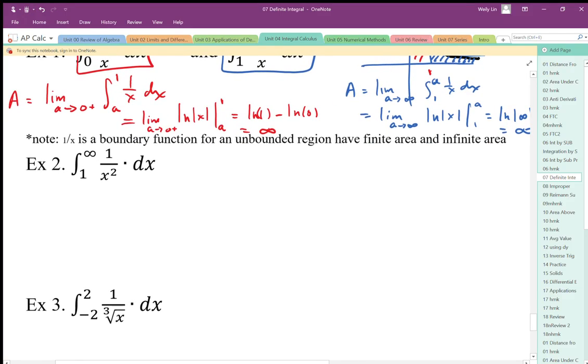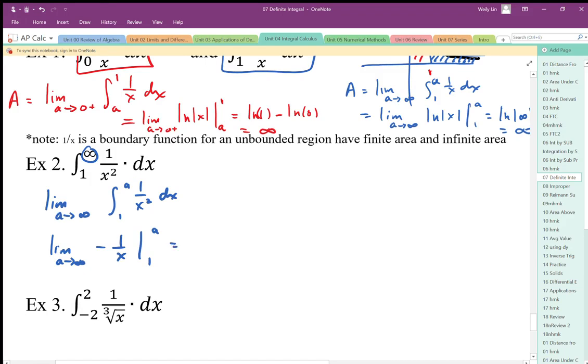I'm going to set this up. I have an unbounded region, so because my bound is infinity, I'm going to set this up with a limit. So limit as a goes to infinity of the integral of 1 to a of 1 over x squared dx. Okay, I'm going to integrate that. Using power rule, this is going to be negative 1 over x, and the bounds are 1 to a.